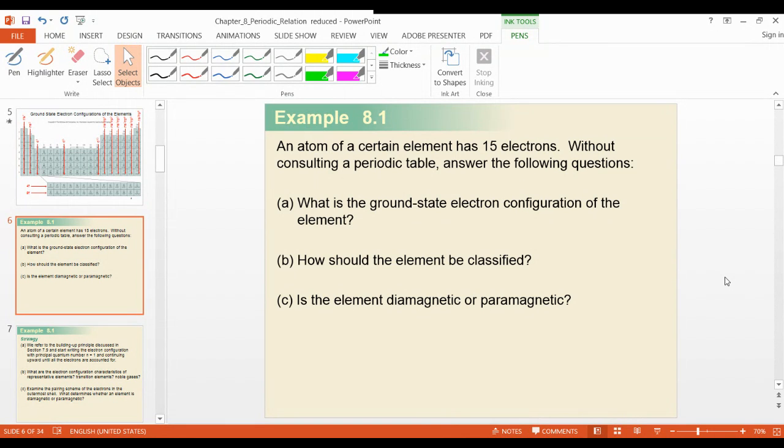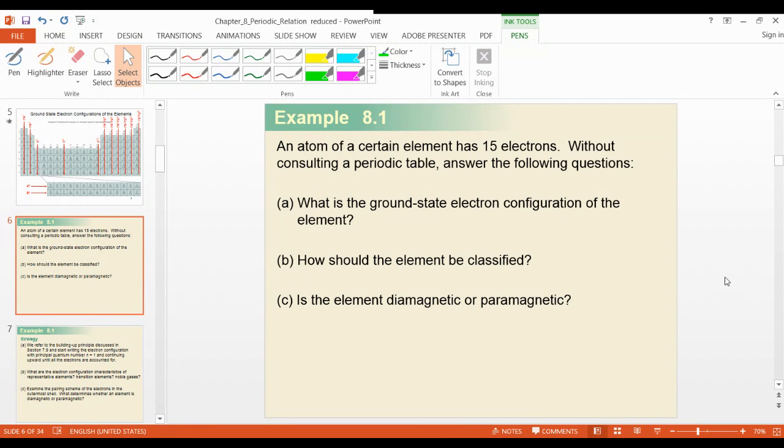Is the element diamagnetic or paramagnetic? I already explained this to you in chapter 7. For diamagnetic, you have to write the block, and you have to fit electrons inside according to the rule. If they are paired, that is diamagnetic. If even a single electron is parallel only, not paired, then that is paramagnetic.